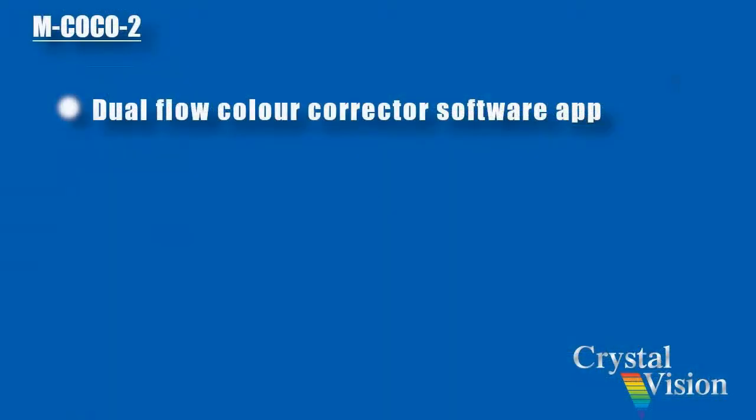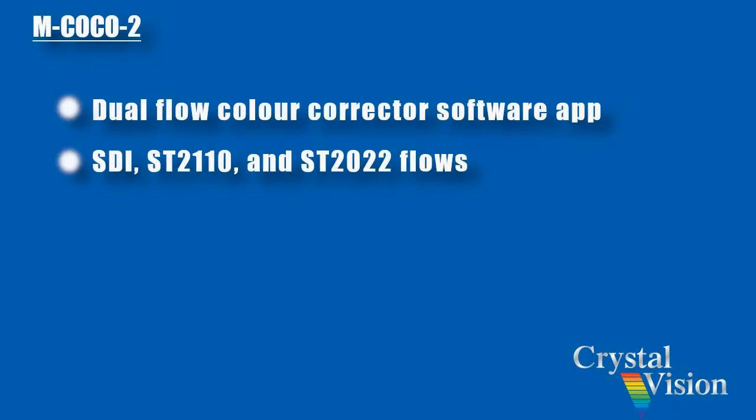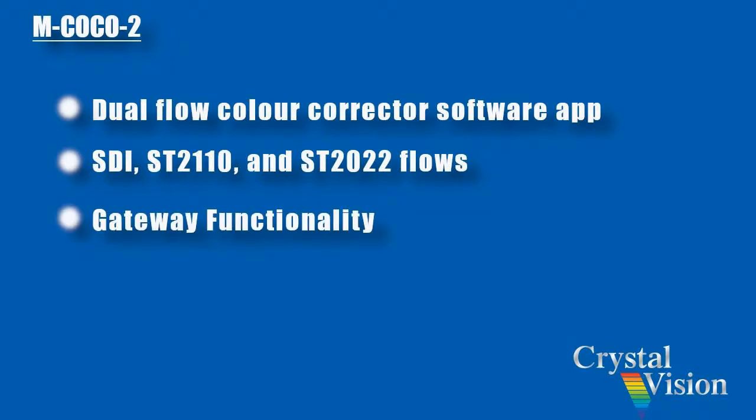M-COCO-2 is a dual flow color corrector capable of working with SDI, SMPTE 2110, and SMPTE 2022 flows. That gateway functionality makes it a perfect choice for on-set monitor correction when SDI output is needed for monitors, but studio infrastructure is based on IP signals.